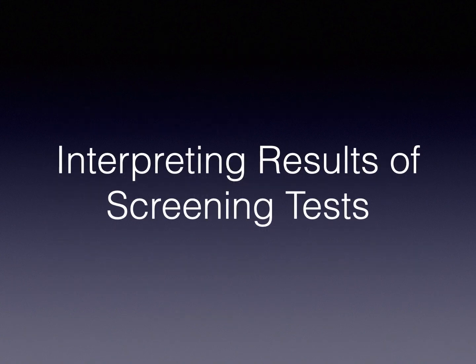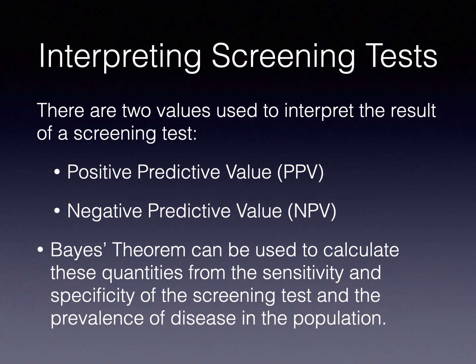All right, now let's look at how to properly interpret the results of screening tests. And to do this, we have to combine information about the population along with the results of a screening test itself. There are 2 values used to interpret the result of a screening test. The first is called the positive predictive value, or the PPV, and the second is the negative predictive value, or NPV.